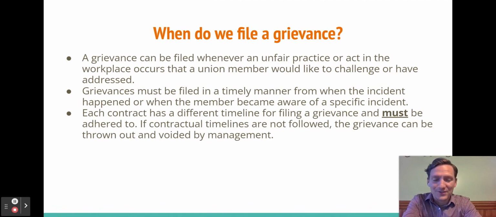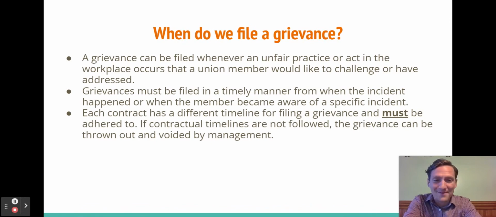All right, at some of my sites the grievance timeline is 2 weeks from the date of an incident, at others it's 1 week, 30 days, 15 business days, or 15 calendar days, right? All the contracts are different. So it's up to you to make sure that you know the timelines for filing a grievance. It is essential in your role as a shop steward.